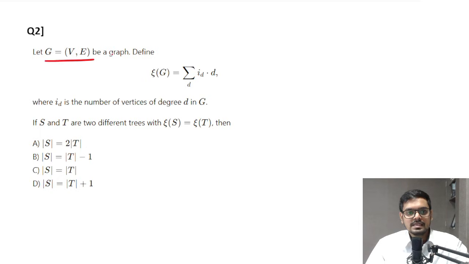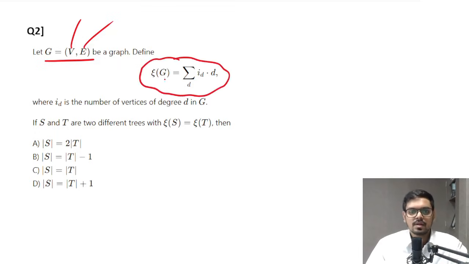Here they are saying G is equal to (V, E). V is the number of vertices, E is the edge set. Let G be a graph defined like this. So psi of G is equal to summation of i_d into d. What is i_d and d? i_d is the number of vertices of degree d in G. If S and T are two different trees with psi of S equal to psi of T, then which of the following options is correct?